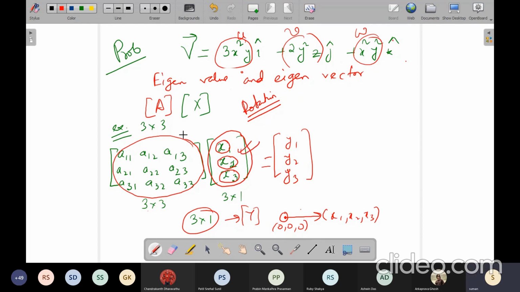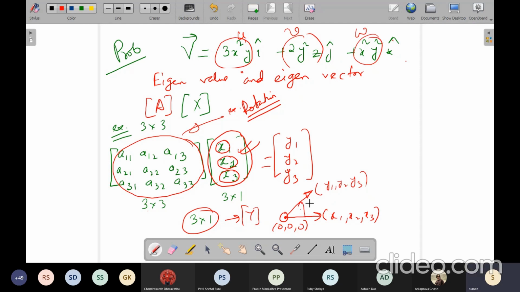And if this is a rotation matrix, as an example, then the rotation matrix will tell you that this vector goes to a new location y1, y2, y3 by a rotation, a physical rotation. That is what it is telling.